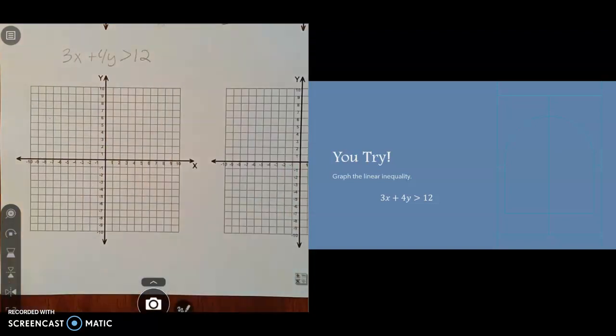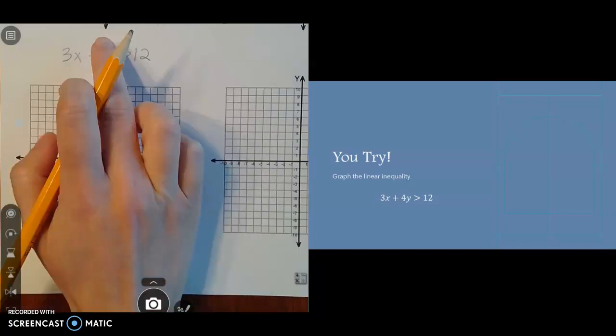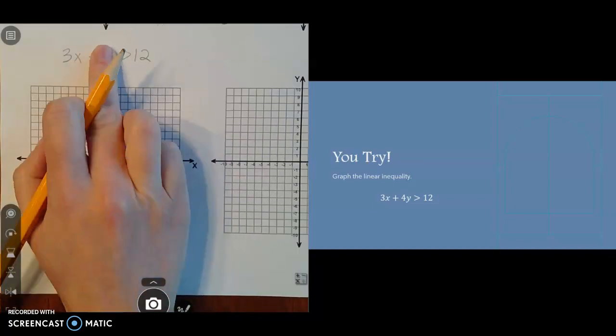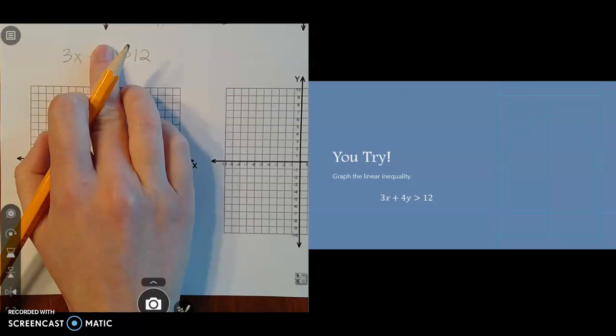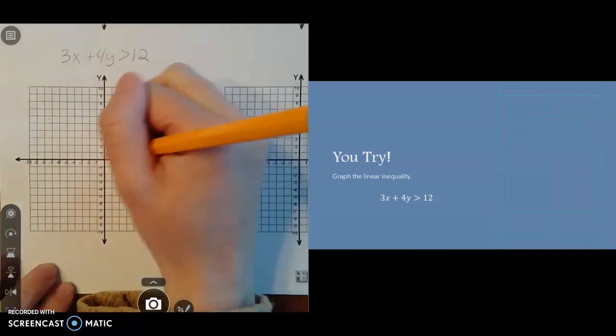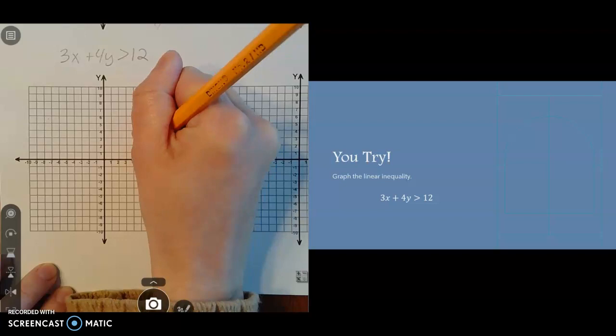If that was an equal sign instead of a greater than sign, I would think, oh, that's in standard form. I wonder if it has nice intercepts, and it does. So the x-intercept happens when y is 0. So I'd have 3x equals 12, so x would be 4. So we have an x-intercept at (4, 0).